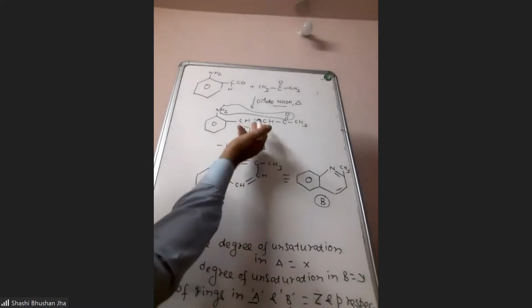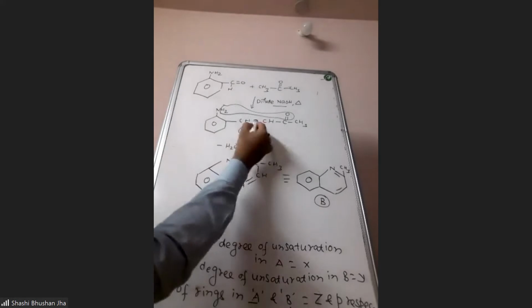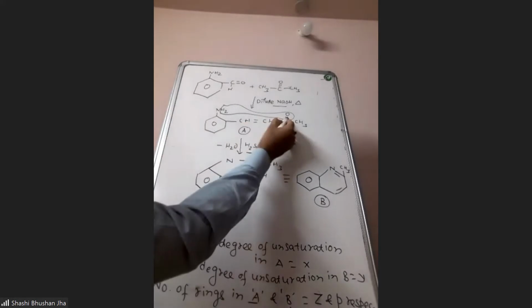Now, degree of unsaturation in A is X. So this is A. Just to count the degree of unsaturation, 3 pi bonds here, so 3 and 1 ring, 3 plus 1, 4. This pi bond 5 and this pi bond 6. So degree of unsaturation in A is 6.